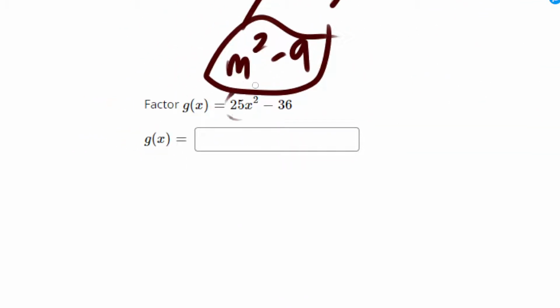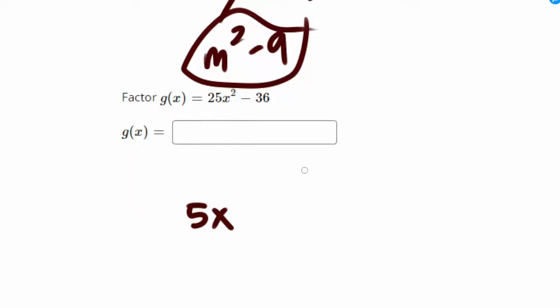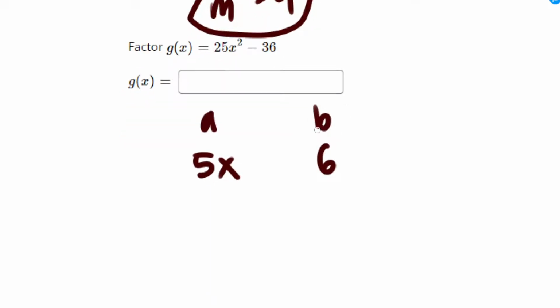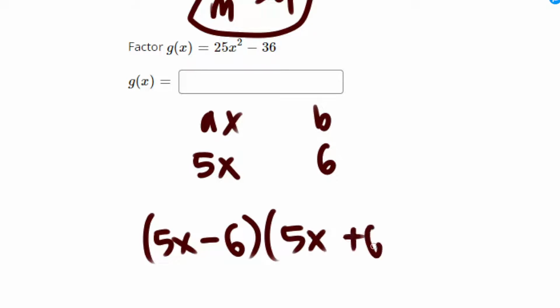Another example, so here's this. Our a is going to be 5x, because 5 is the square root of 25, and then 5x, and then 36, that's going to be 6 for our b term. So we'll have 5x minus 6 and 5x plus 6.